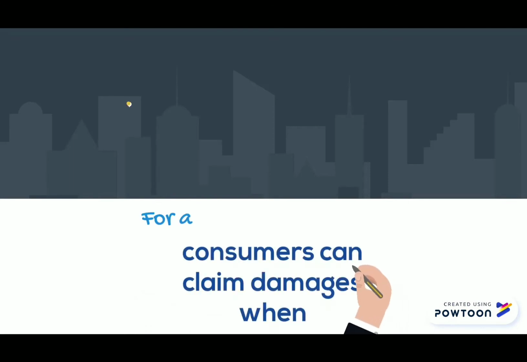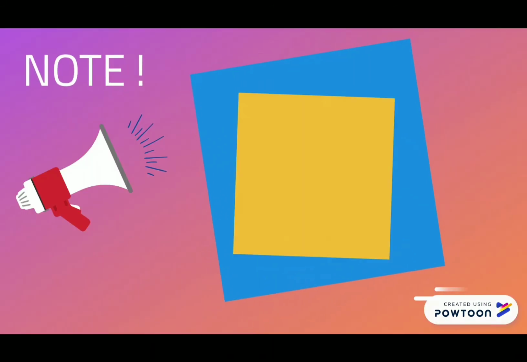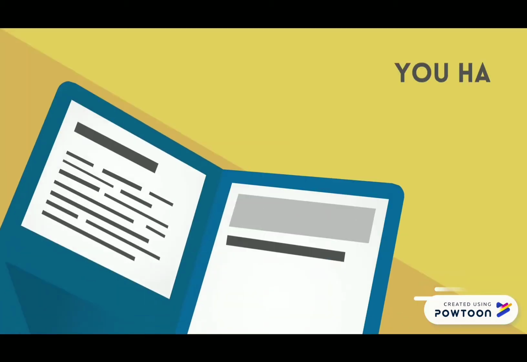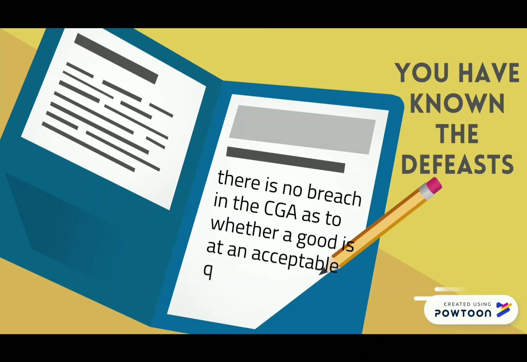If you are a manufacturing business, consumers can claim damages when goods do not have acceptable quality or fail to match the description, or when no appropriate repairs or spare parts are available. If the consumer is told about any defects before the goods are supplied by the manufacturer, then there is no breach of the CGA as to whether a good is of acceptable quality or not.